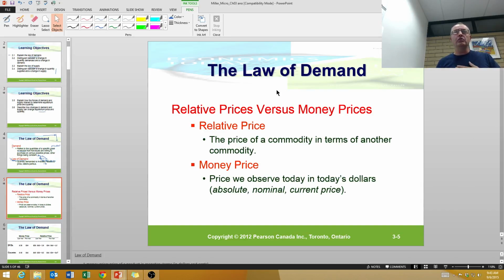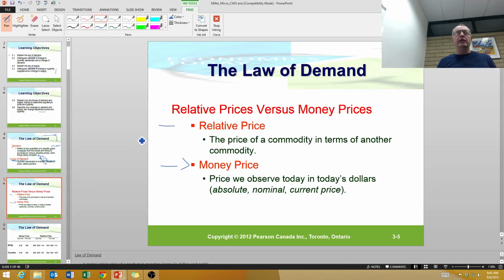Okay, so we also draw this distinction between so-called money prices versus relative prices. When we speak of a money price, the money price that we pay for a product is the amount of money that we give the vendor in exchange for the product. We live in Canada, so we use the dollar. The money price that I pay for gasoline is $1.29 a liter.